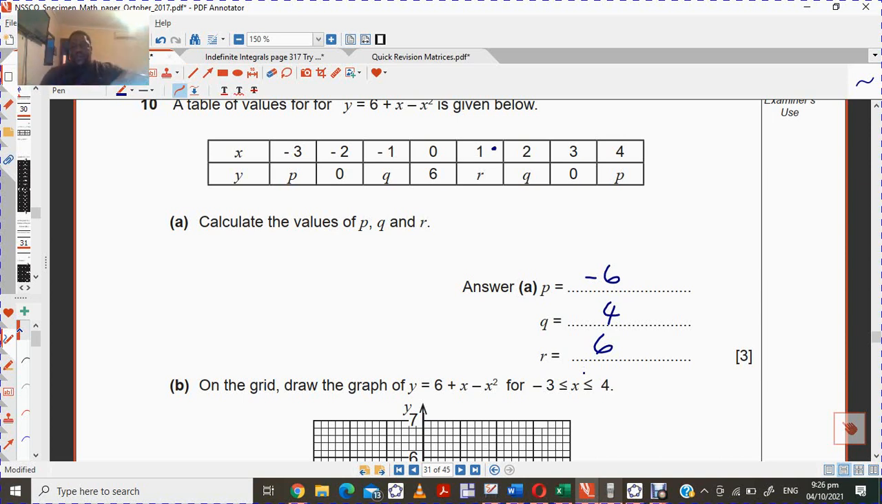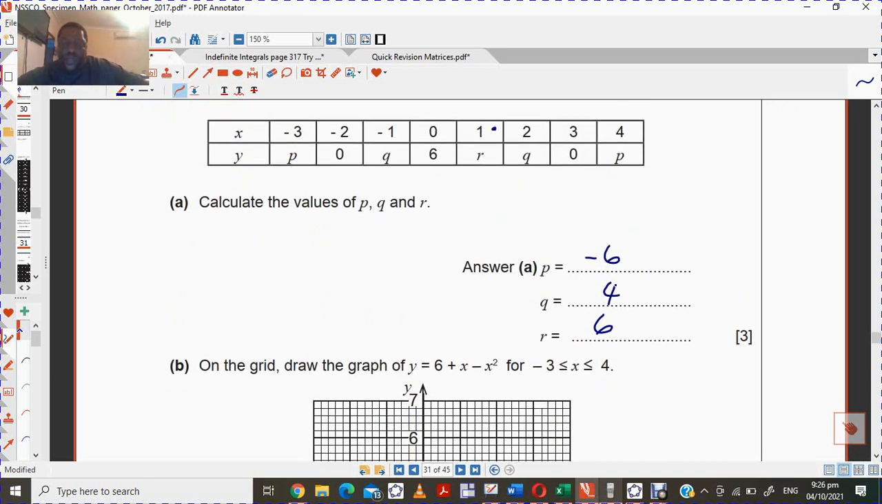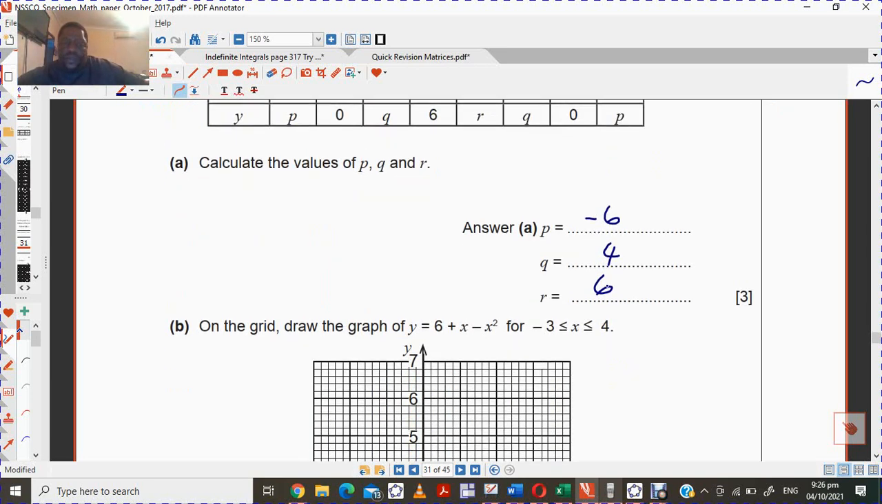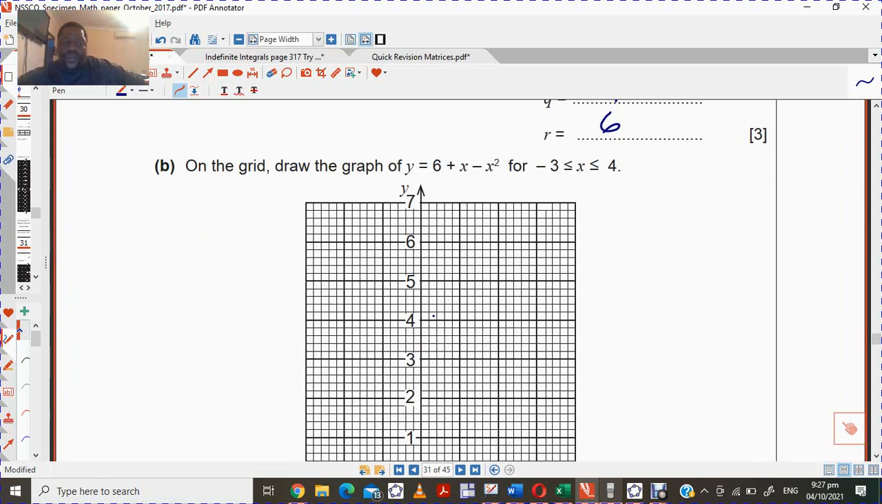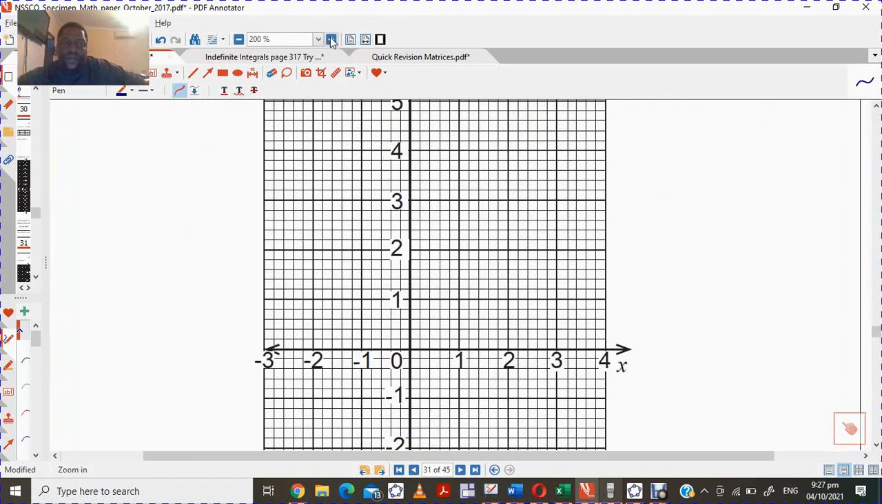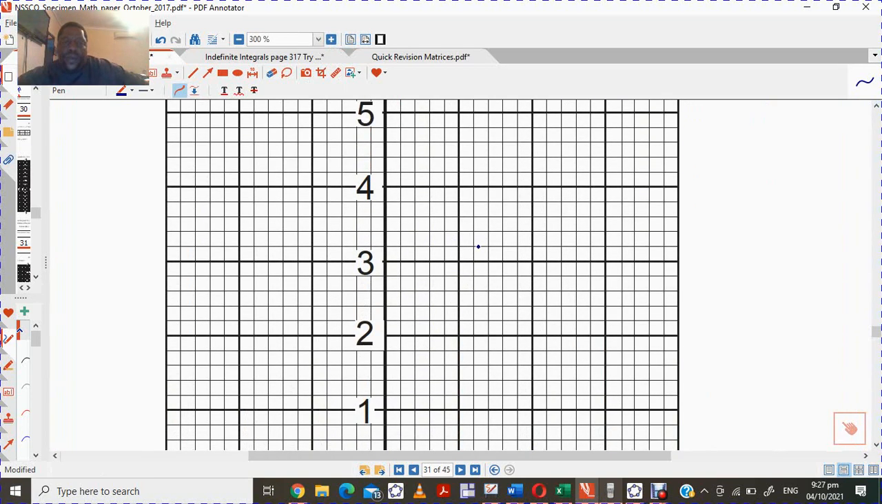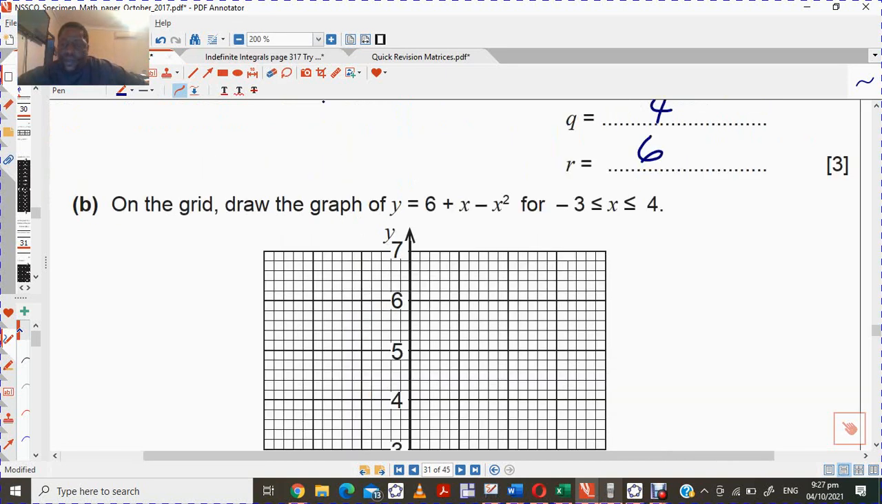Okay, just make sure that I have the question paper in front of me just to make sure that I don't skip a step. Right, so now that I have those points, I'm going to then plot all of those points. Okay, just going to make this big. So on the grid, draw the graph of. Just make that a bit bigger. Okay. Right, so we're going to draw the graph of. It's a bit too big.